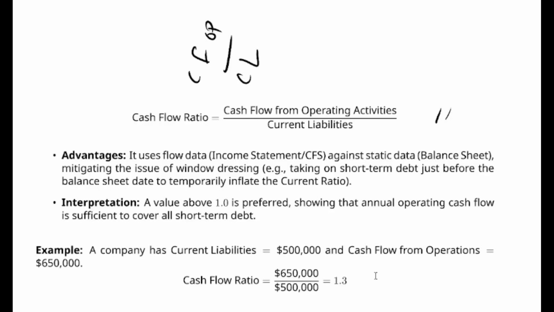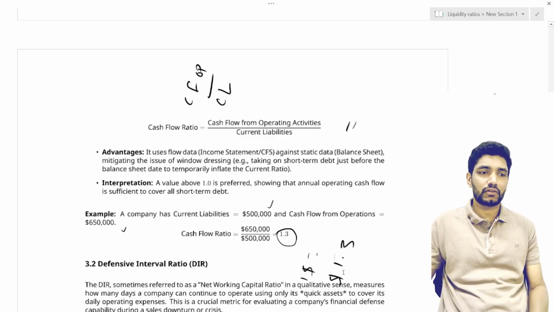So let's look at this case. If a company has current liabilities of 500,000 and is expecting cash flow from operations of 650,000, the cash flow ratio is 650,000 divided by 500,000, that means 1.3. So what it indicates is that for every $1 of current liabilities, this company can expect $1.3 of cash flow from operations. This indicates that the company can settle all its current liabilities using its own operating cash flow.